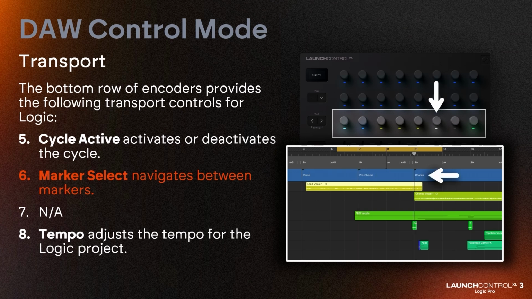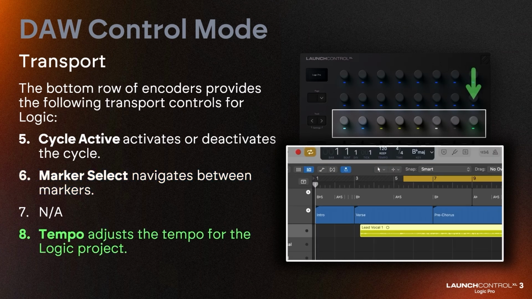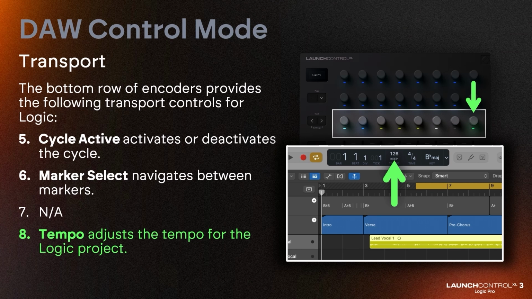Marker select navigates between markers. 7 is not used, and tempo adjusts the tempo for the Logic project.